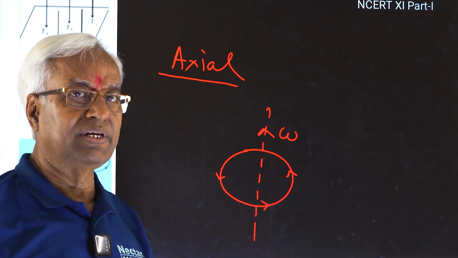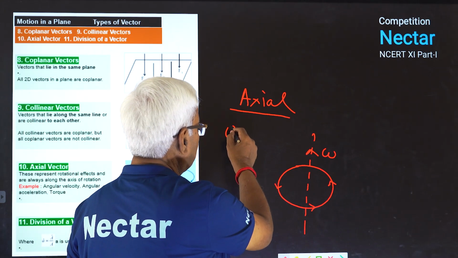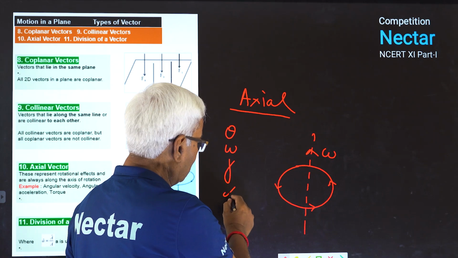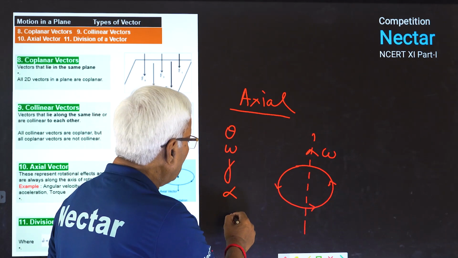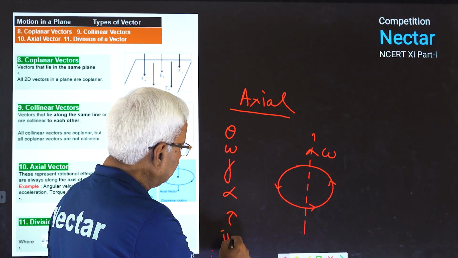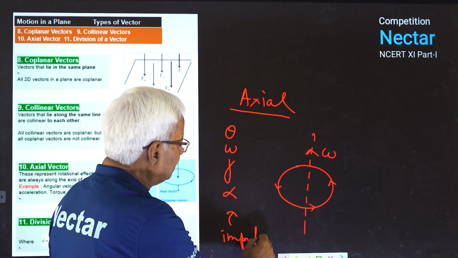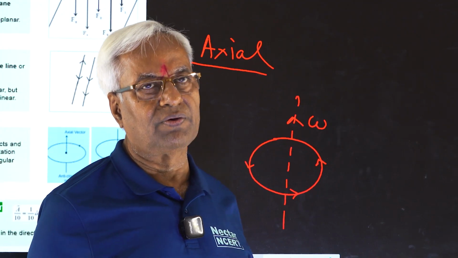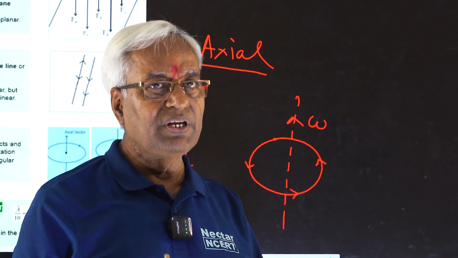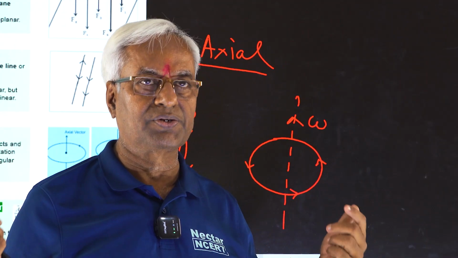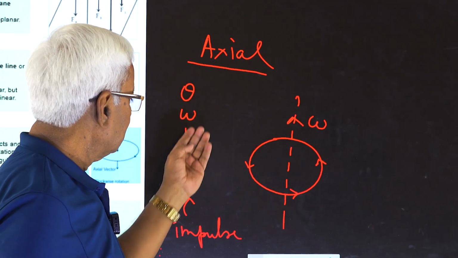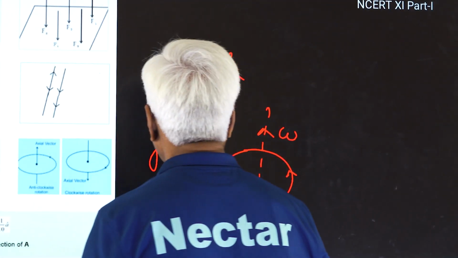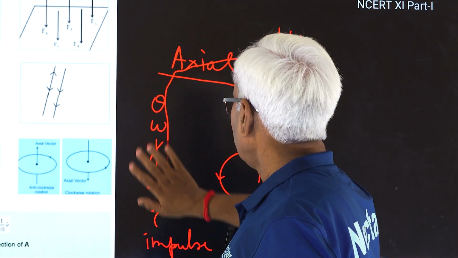How many vectors are there to be axial? Angular displacement, angular velocity, angular momentum, angular acceleration, torque, and angular impulse also. Axial vectors are very few in number. They could be easily remembered: all the vectors that we deal with in angular motion or rotational motion are known as axial vectors.